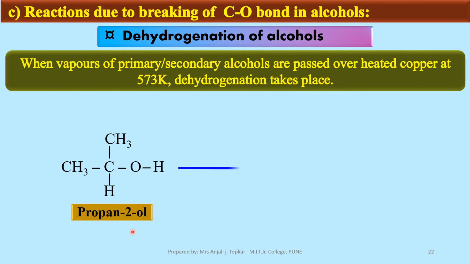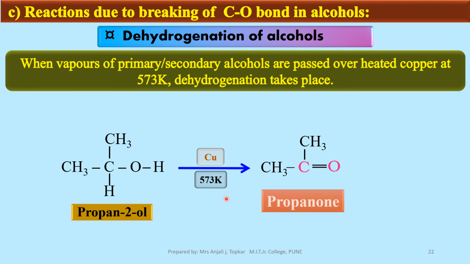When secondary alcohol is passed over heated copper at 573 Kelvin, formation of ketone, that is propanone, is taking place and removal of hydrogen is taking place.